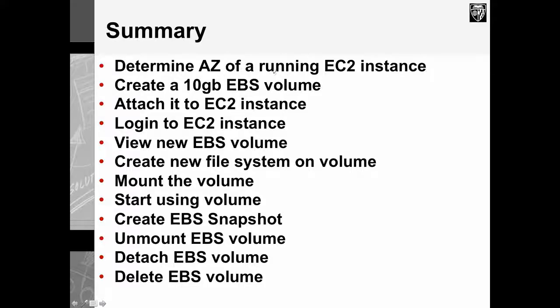So in summary, in this hands-on demo, we created an EBS volume of 10 gigabytes. We attached it to an EC2 instance that we had running. We logged into the EC2 instance. We looked at the EBS volume, and then we figured out how to create a new file system on that EBS volume. Then we mounted that volume, and we started using that volume by creating some dummy files. Then we learned how to take a snapshot of the EBS volume. And when we're done using that EBS volume on that instance, we learned how to unmount that volume, detach that volume, and then finally release that volume completely to Amazon.